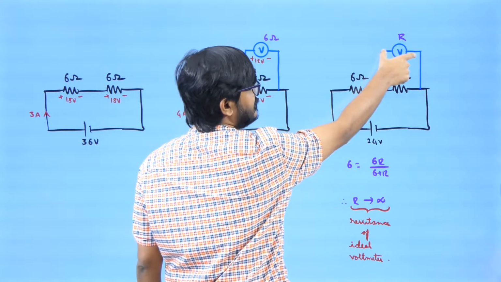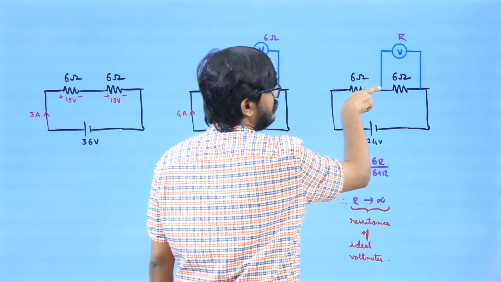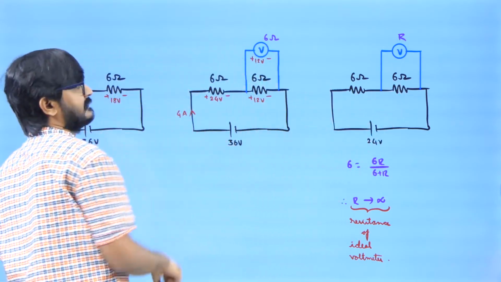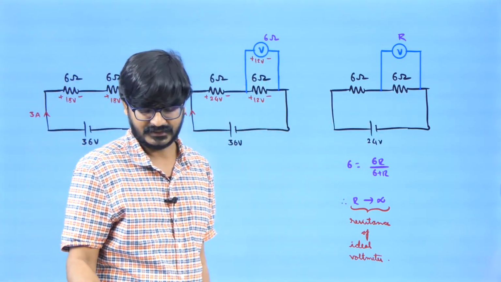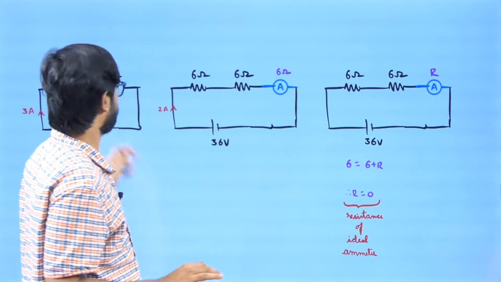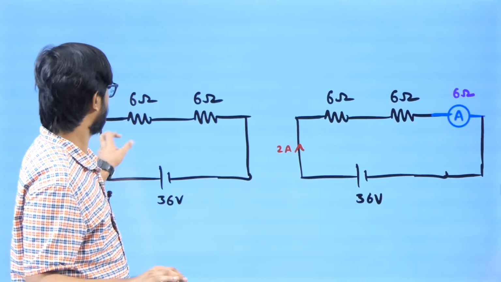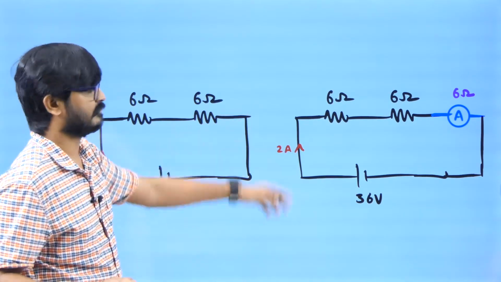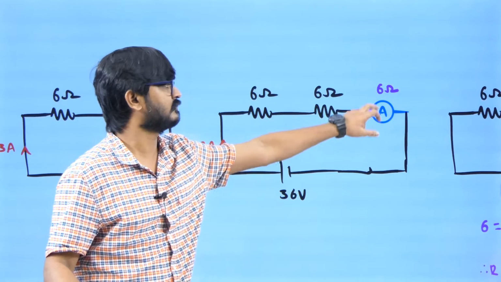If it behaves like an open circuit, the current flowing through this one will flow through only this one, which will behave like the initial circuit. So an ideal voltmeter must behave like an open circuit. Now similarly, if I want to measure the current here, it is going to be 3 ampere. But if I want to measure it, I need to put some device. So I am putting an ammeter whose resistance is 6 ohm.